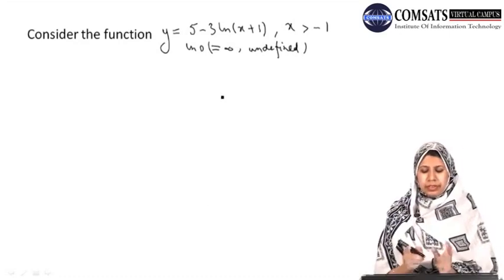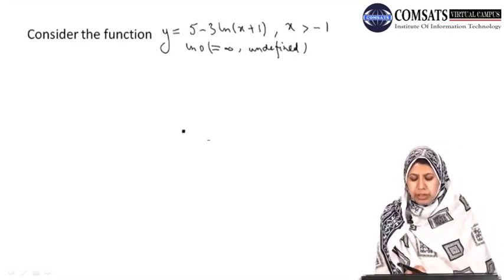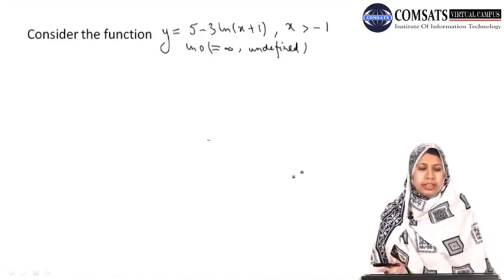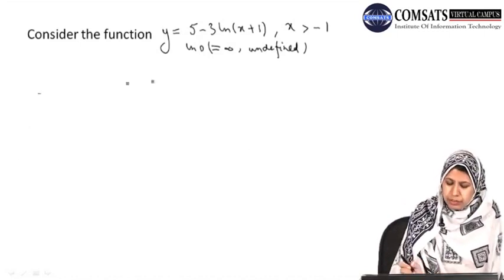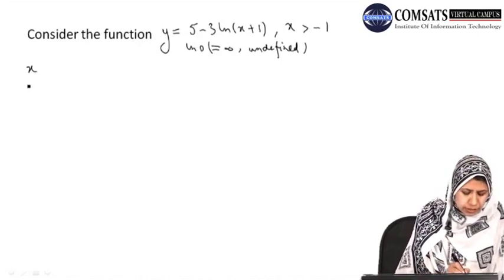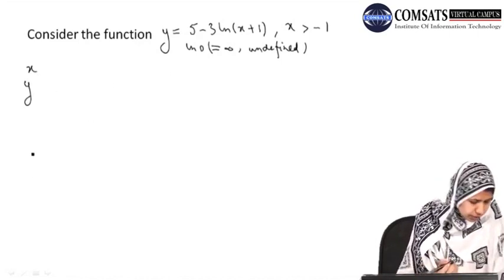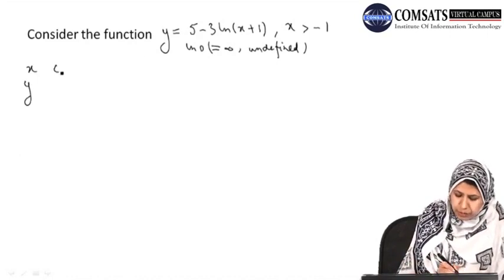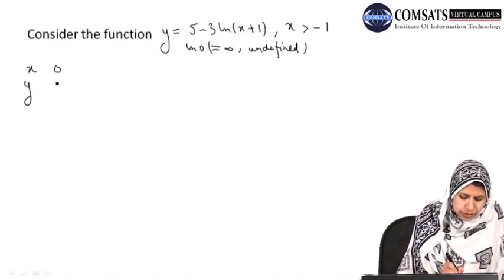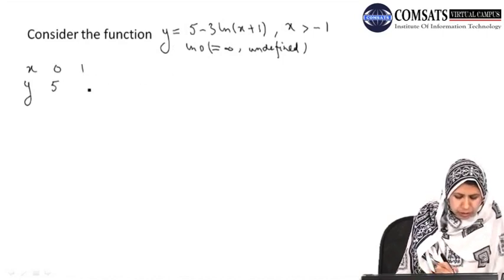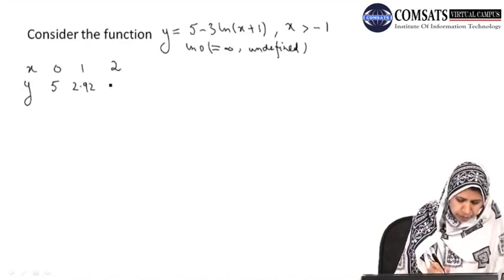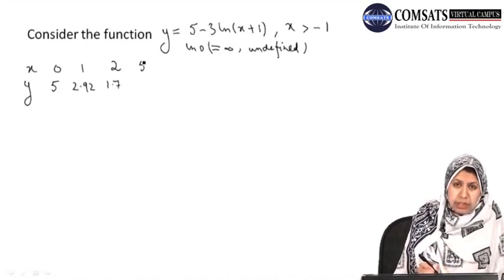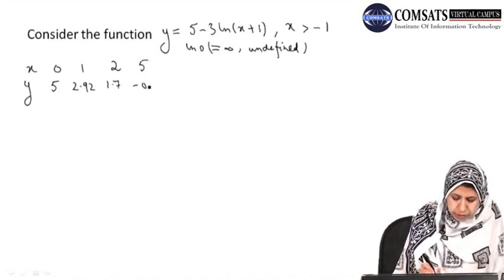So here we really have to pay attention that our domain will be the set of all reals strictly greater than minus 1. Okay. We will sketch the graph of this function by putting in values of x and obtaining the corresponding values of y using the calculator. When x is 0, we obtain log of 1, which is 0, and y is equal to 5. When x is equal to 1, we obtain 2.92. When x is equal to 2, using the calculator we obtain 1.7. When x is equal to 5, we obtain the negative value minus 0.37.